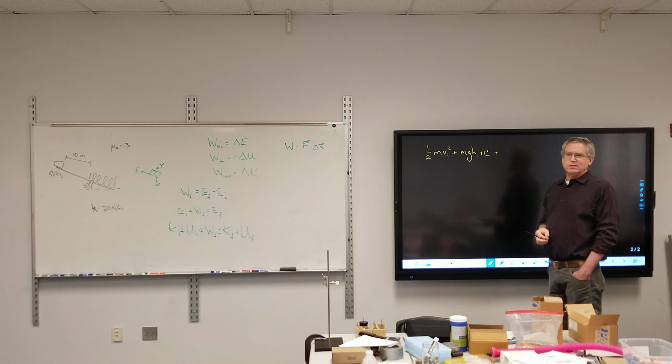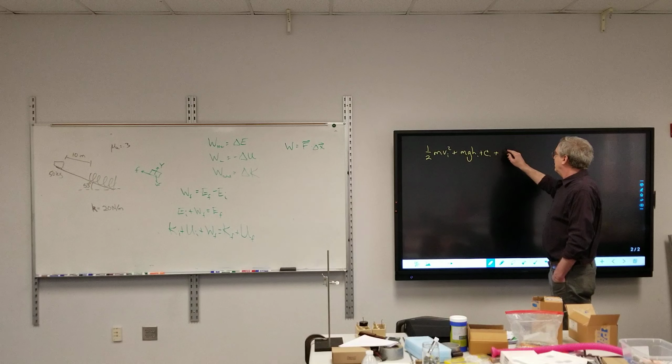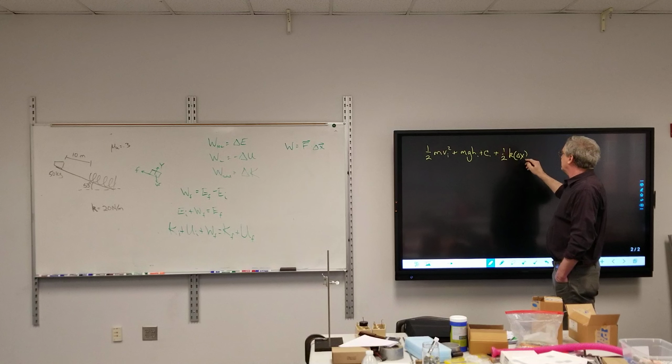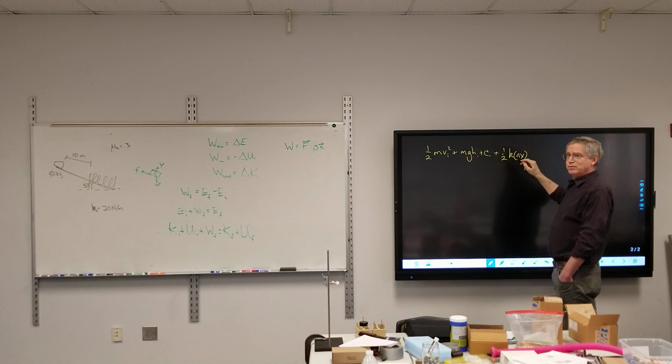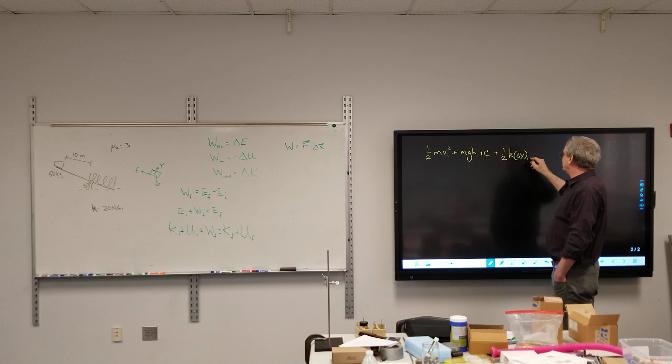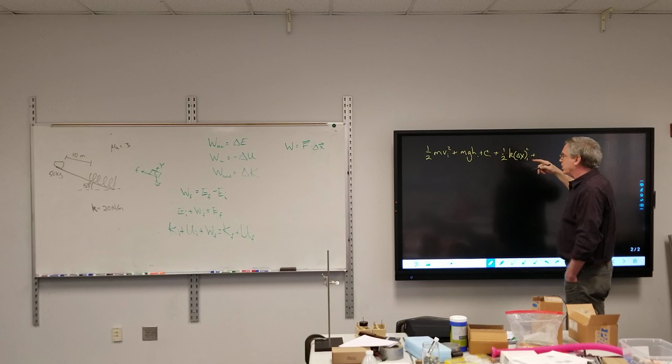1/2 k, change of position squared, or displacement squared. So 1/2 k delta x initial squared, plus the work done by friction.